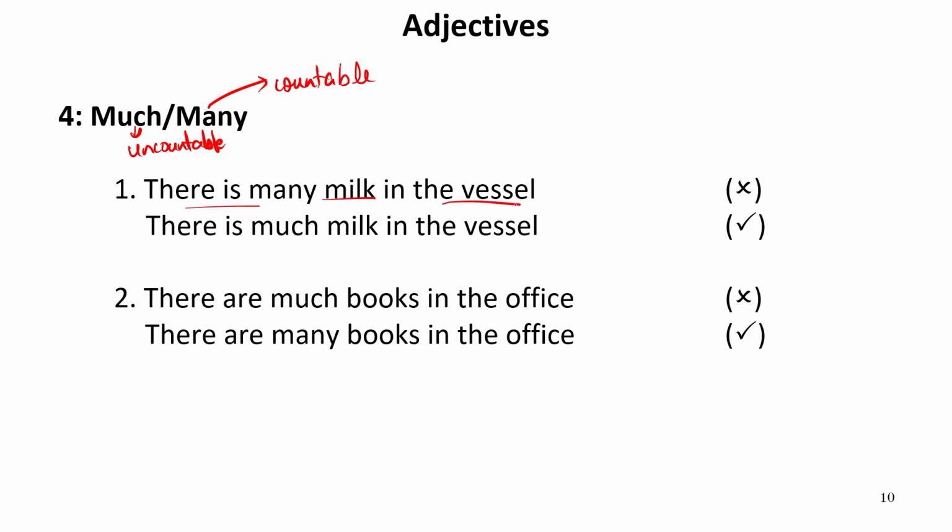There is many milk in the vessel. Now milk is an uncountable noun, so we cannot use many. Instead, we should use much. So the above sentence is incorrect, and the lower one is correct or rectified. There are much books. Now books are countable nouns. Therefore, much should be replaced with many. So, there are many books in the office.